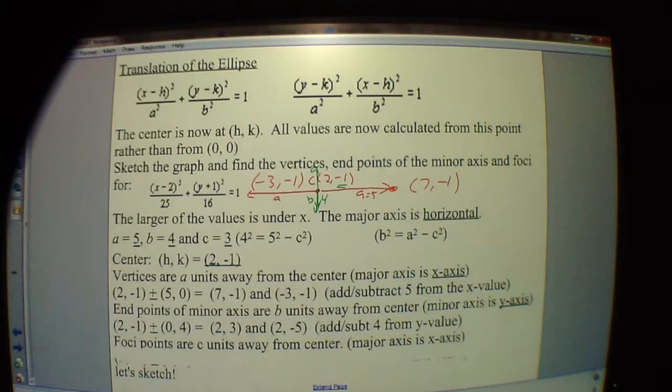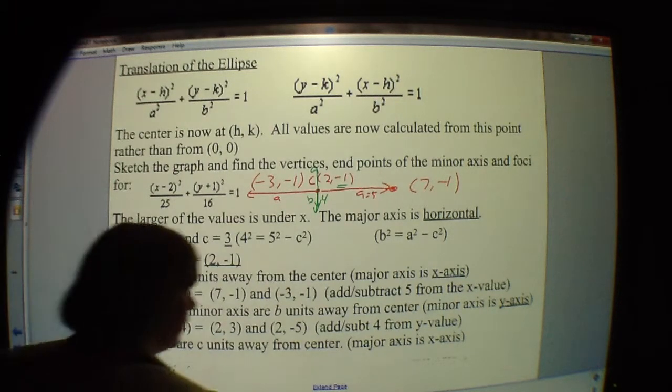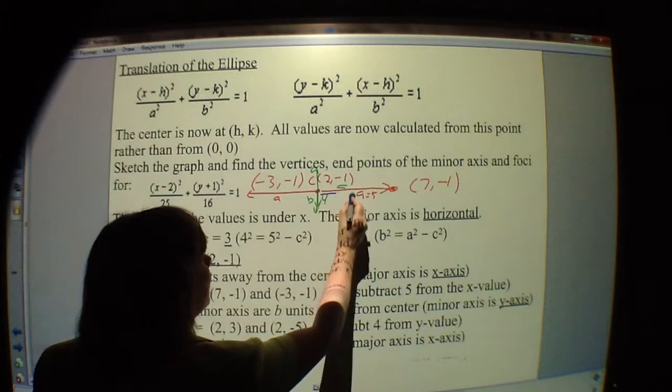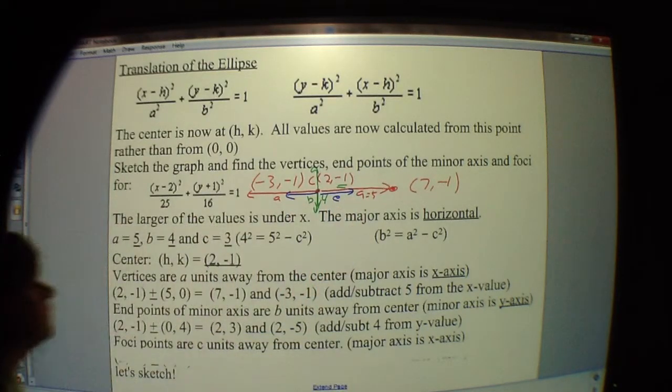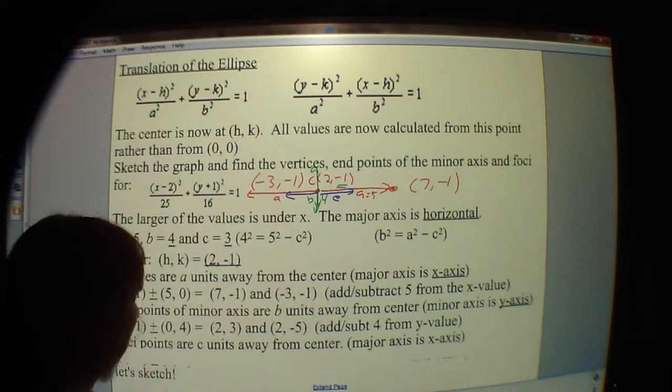Okay? The focus points, going this way, C over. So add or subtract from my x value C units, and C is 3. So 2 plus 3 gives me 5, negative 1. 2 minus 3 gives me negative 1, negative 1.